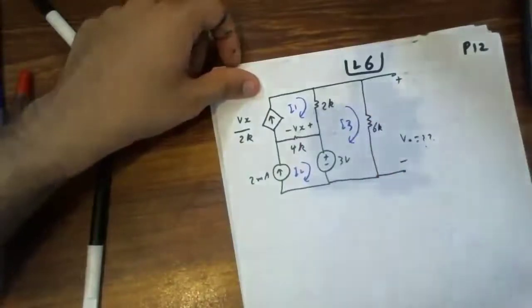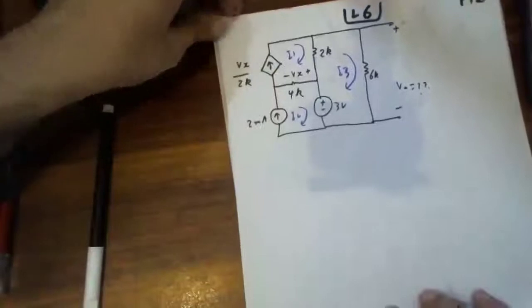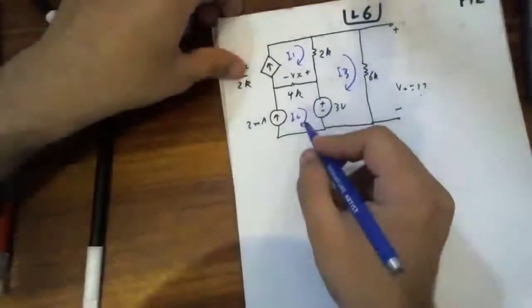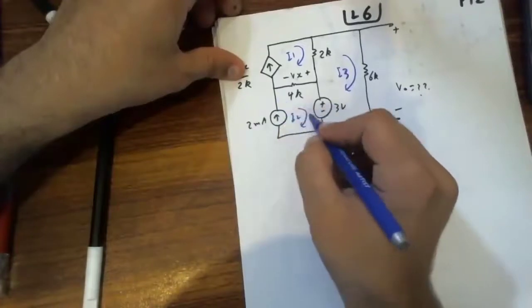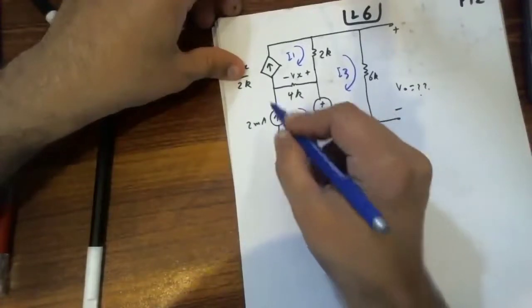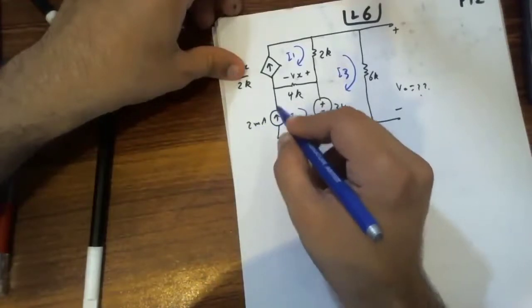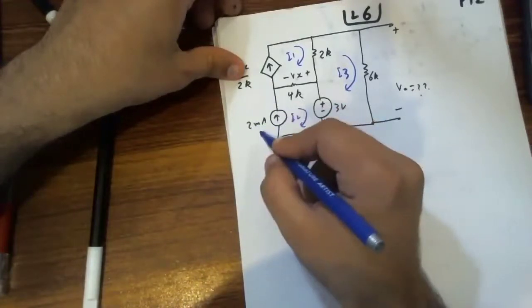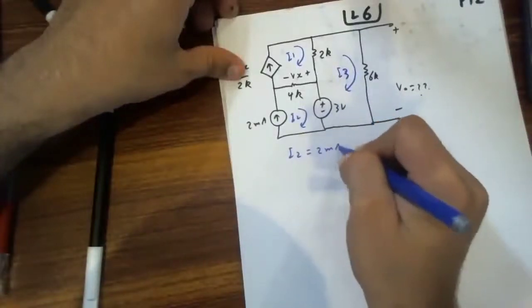So let us now inspect our circuit to find out what is the information which is available to us from the circuit. So I2 इस branch में flow कर रही है from top to the bottom. लेकिन we are given that the current in this branch from top to the bottom is equal to 2 milliamperes. So it means that I2 is equal to 2 milliamperes.